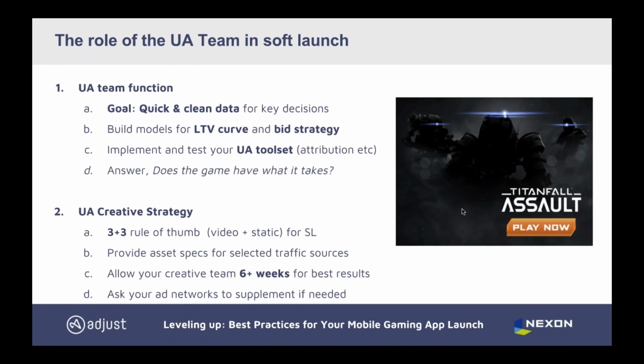So to talk a little bit about UA creative strategy in each of these phases. In soft launch, we use the 3+3 rule. This basically means that we look for a set of 3 video ads and 3 corresponding static ad concepts. Those static ad concepts can also double as the end card for the video slate. And you want to make sure that you give your creative team a thorough list of all of the sizes and outputs that you need for each of the traffic sources you use during soft launch, so you make sure that you have everything covered. And you want to give your creative team at least 6 weeks for best results.